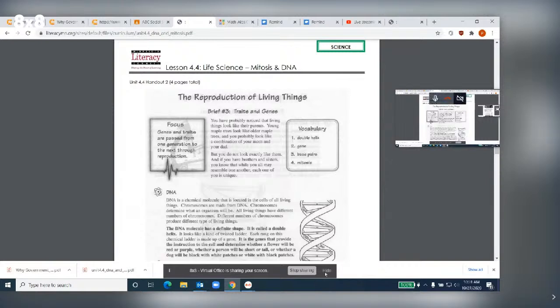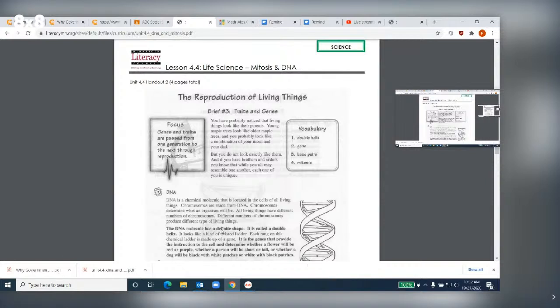It says DNA is a chemical molecule that is located in the cells of living things. Chromosomes are made from DNA. Chromosomes determine what an organism will be. All living things have different numbers of chromosomes, and different numbers of chromosomes produce different types of living things. So remember yesterday, we looked at human chromosomes, cat, elephant, I think a pineapple was one of them. So we all have different amounts of chromosomes.